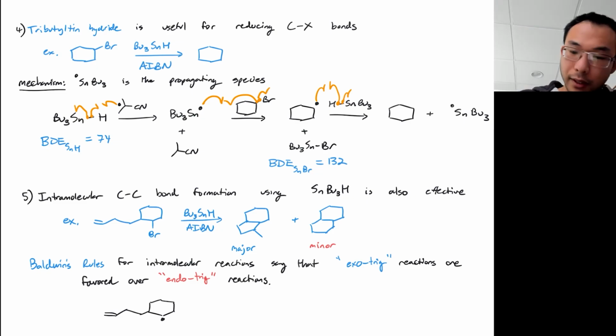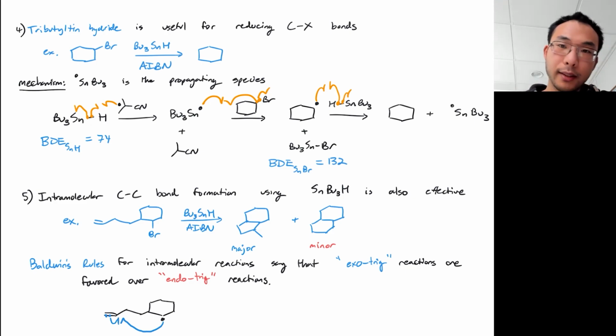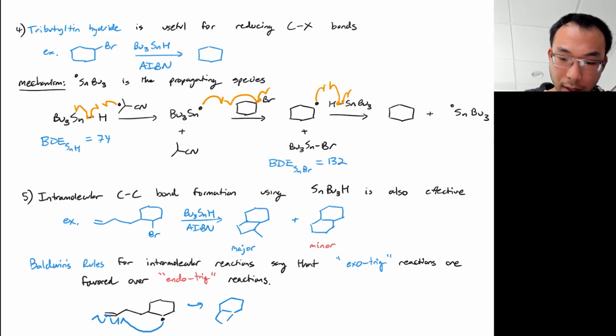So if I do the exo-trig process on the left here in blue, what I'm going to show is that the radical is going that way. We're forming a bond there, and then the remaining radical electron is going out, right? So that is not part of the ring. So that looks like so.